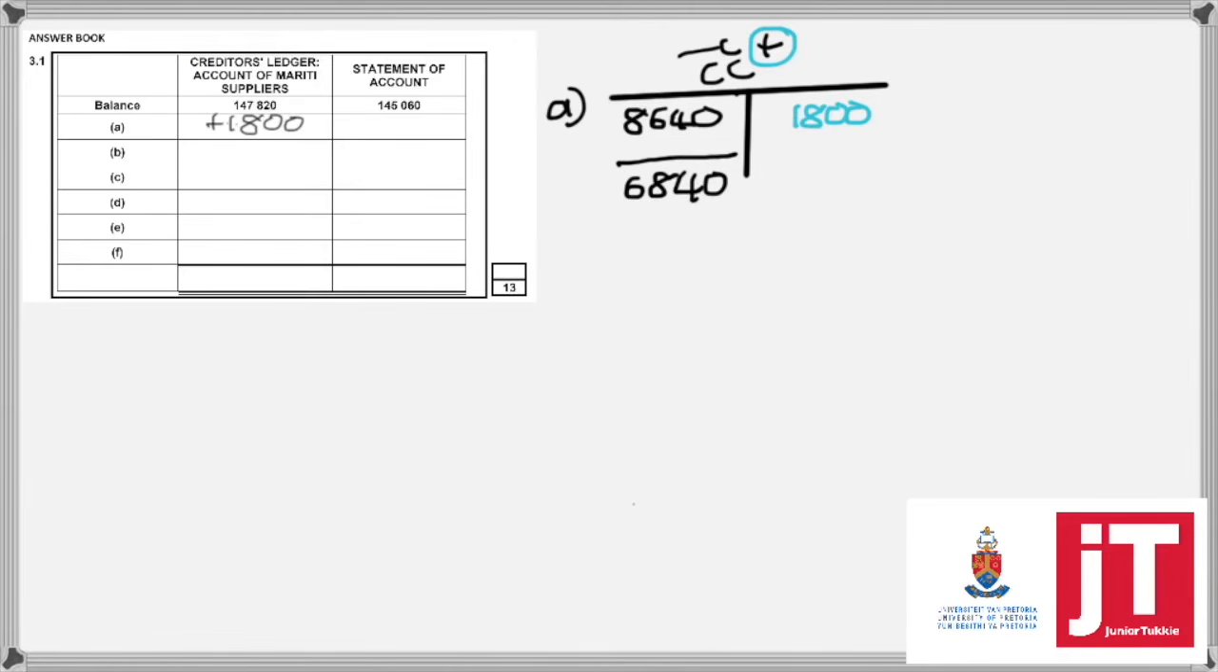On our answer booklet for number B, we are going to minus 40,950 in the creditors ledger account. Again, just a reminder, why? Because we owed them less. We've incorrectly credited our account.